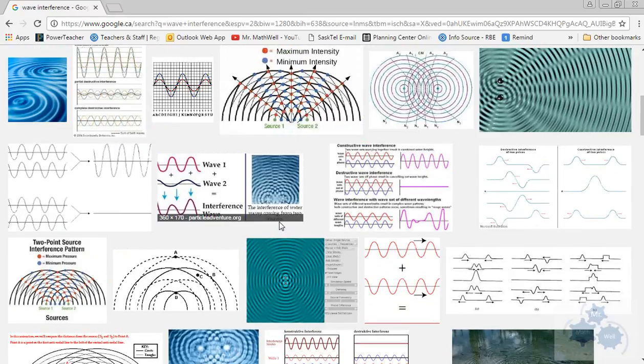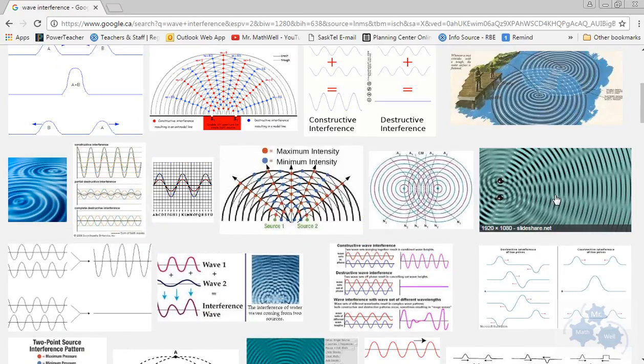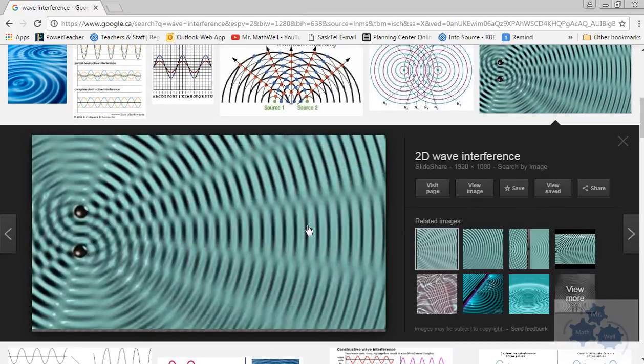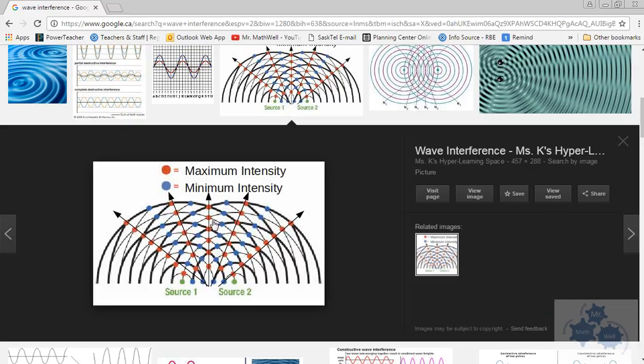If we go back to a diagram like this, which is pretty funky, you can see some really dark areas. See the really dark spots there? There are really bright spots as well. So that's constructive and destructive interference.